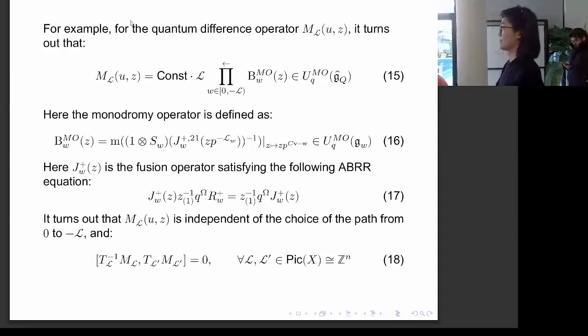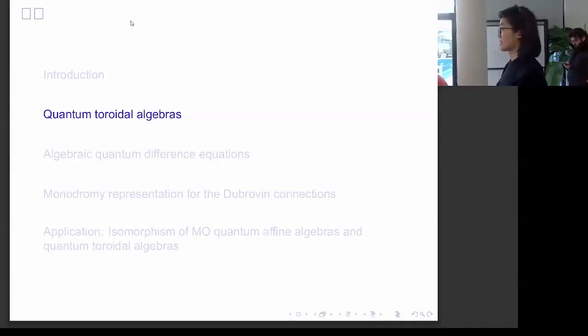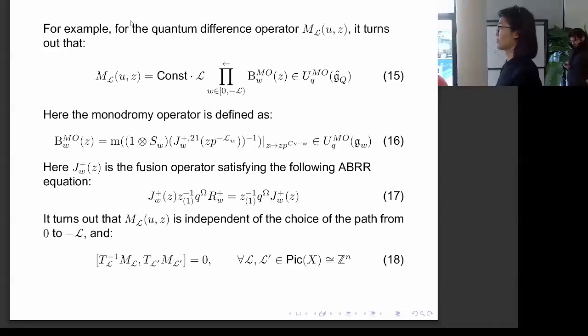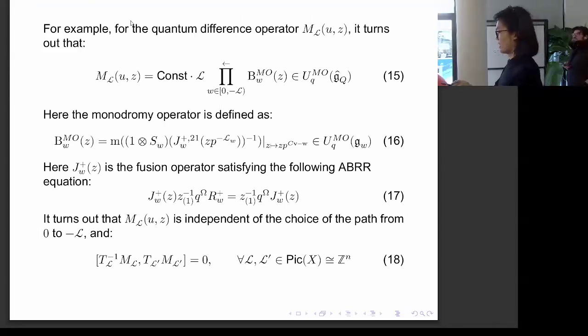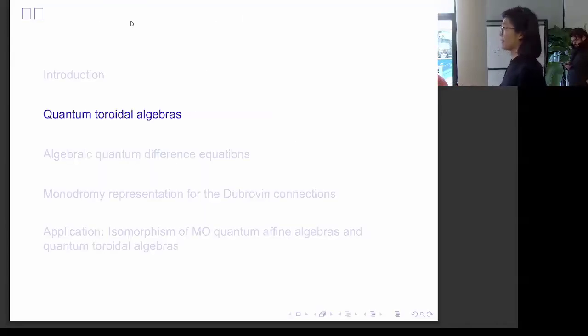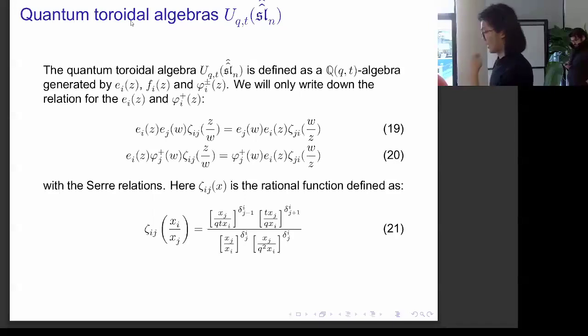So the next thing we're going to do is this. We can see that for now this difference equation is constructed on the geometric quantum groups. So for now we're going to construct the quantum difference equation of the algebraic quantum group. What is the expectation of the Maulik-Okounkov quantum algebra in the finite way? So the expectation is the quantum toroidal algebra over here.